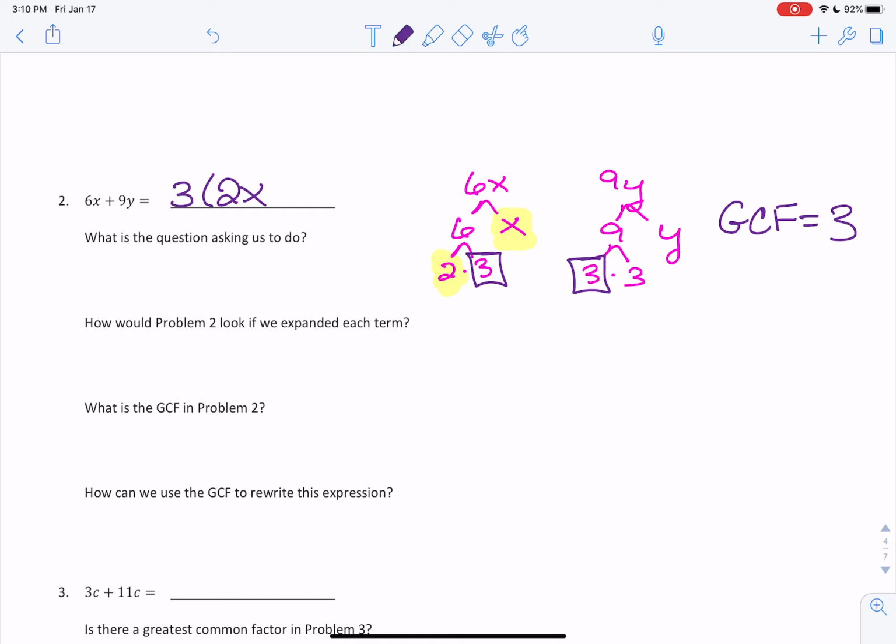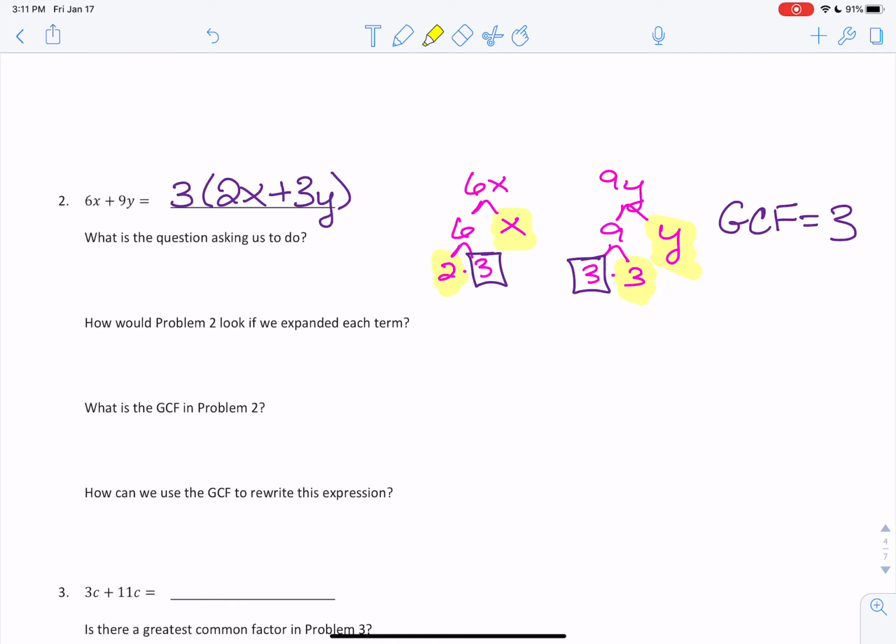Okay? Now let's look at the 9y. What times 3 gives us 9y? Well, 3 times 3 gives us 9. And we need that y, so it's going to be 3y. And once again, if you notice in our factor trees, we have a y and we have a 3. The parts that are left over are what stay in the parentheses.